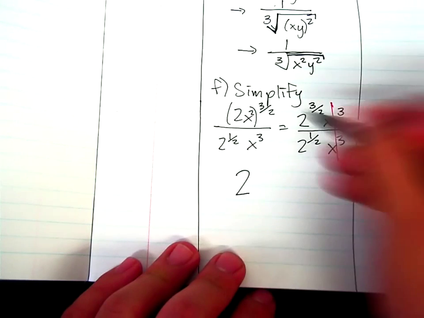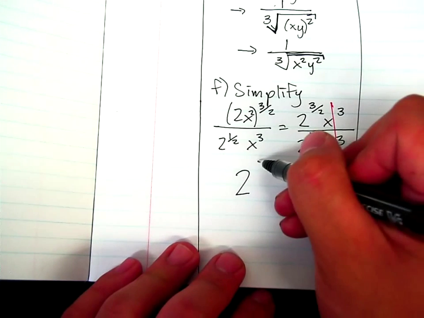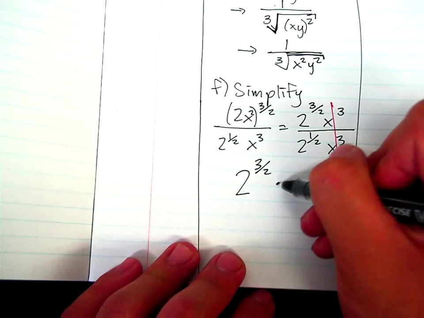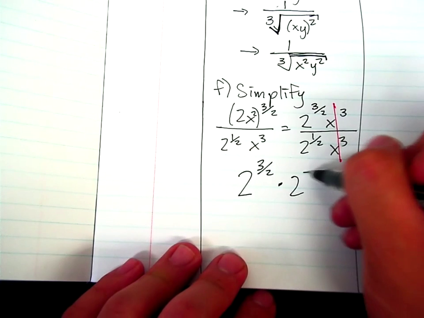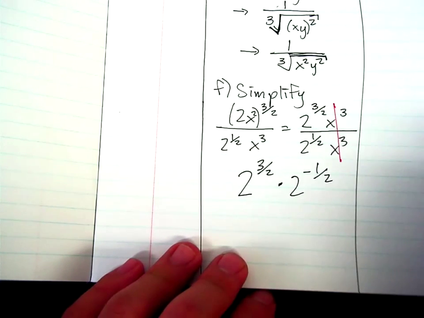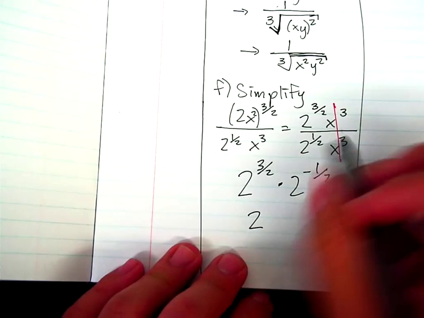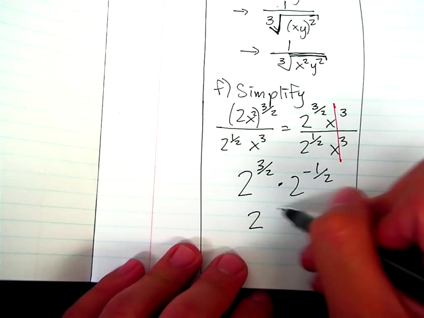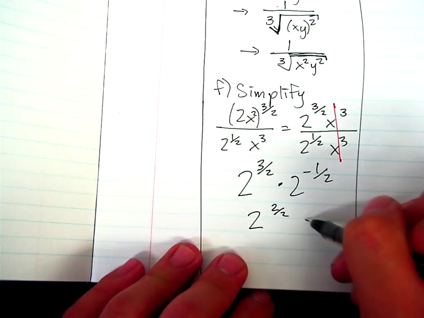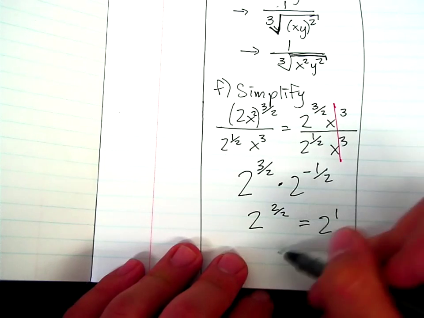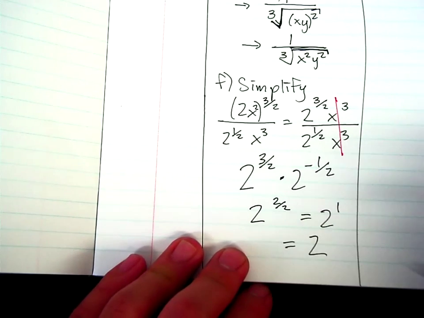At this point, I'm going to bring this guy up to the top. They have the same base, so I can work with them together. So now it's a negative exponent, and I'm going to add these two exponents together. 3/2 plus negative 1/2 is 2 over 2. Same thing as 2 to the first, and more simply, just 2.